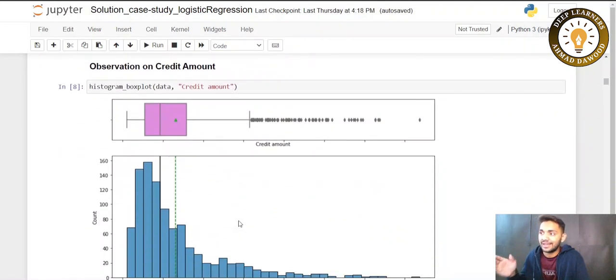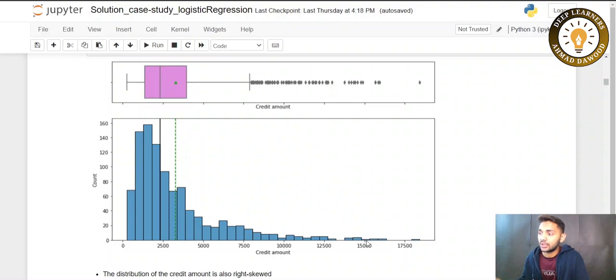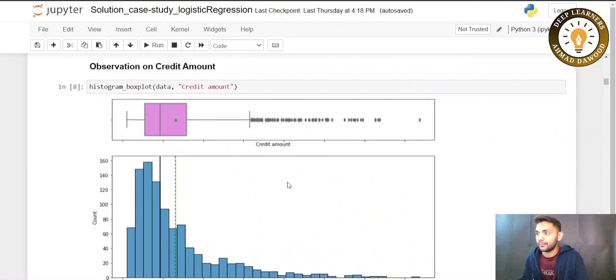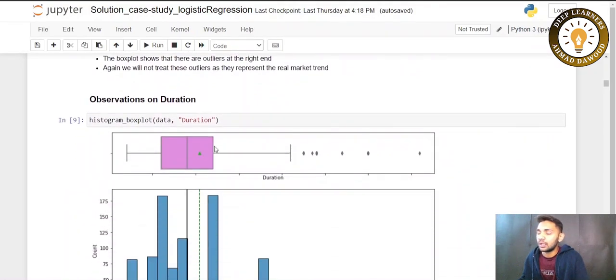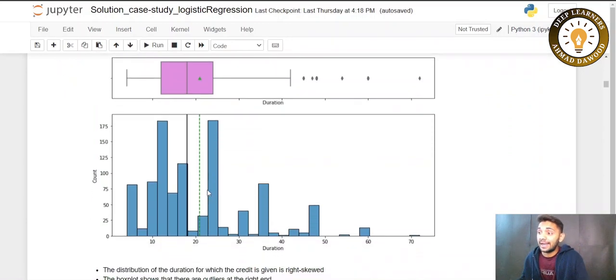Credit amount again has a lot of outliers, and the mean is greater than the median. You can see from the histogram that the distribution is right skewed for the credit amount. For duration, there are again outliers and again variation on the right side, and some bins have high frequencies. Here you can see this bin has high frequency, and this bin also has high frequency.